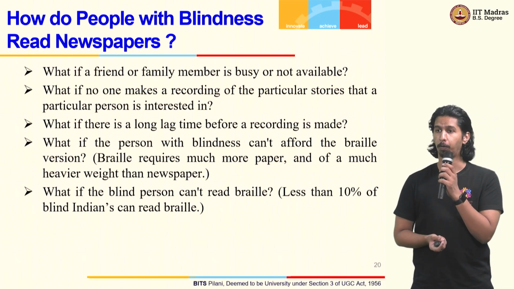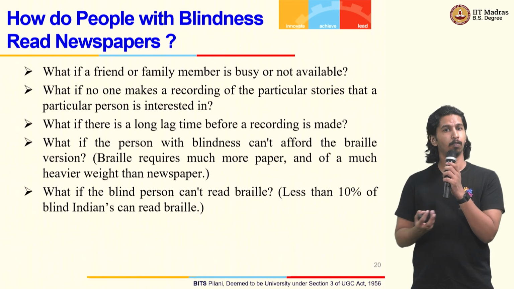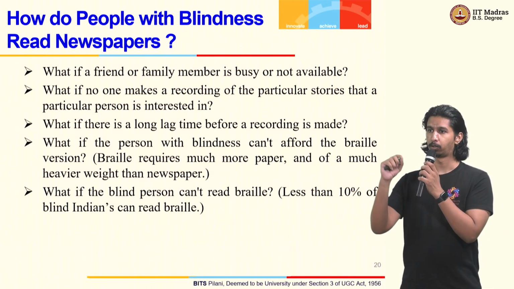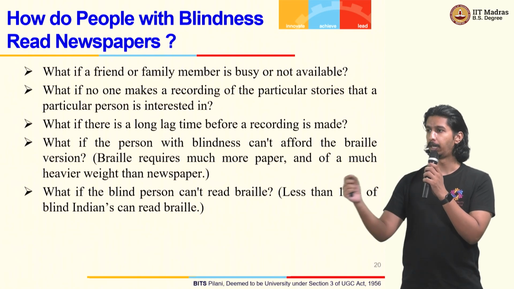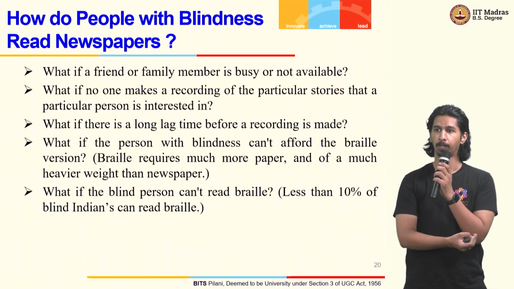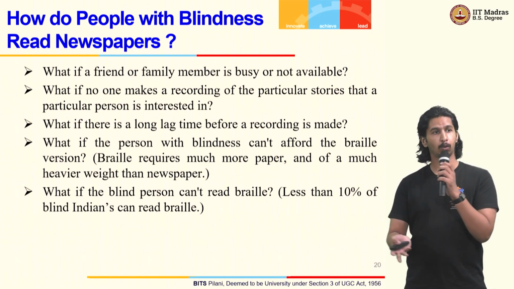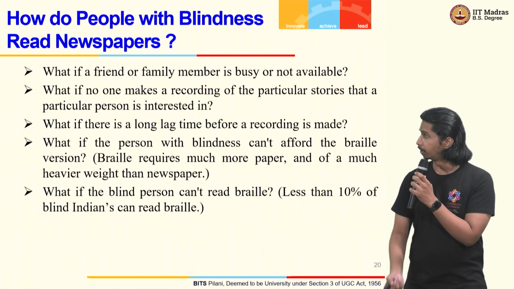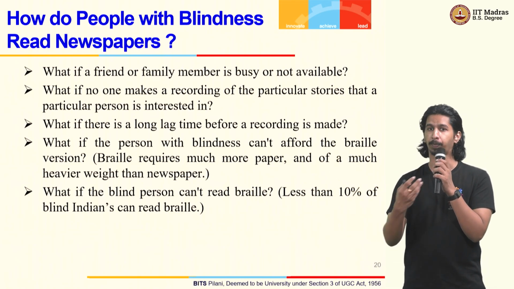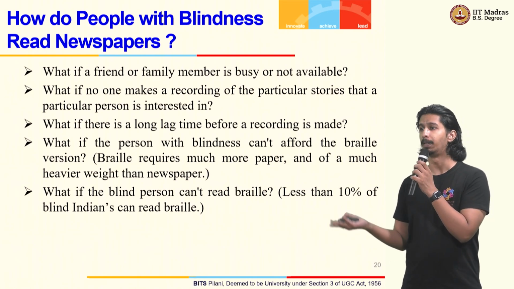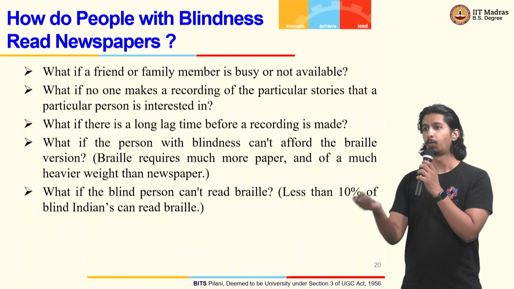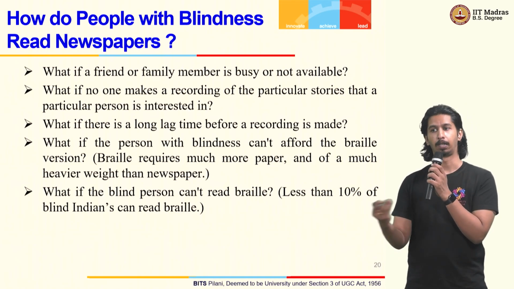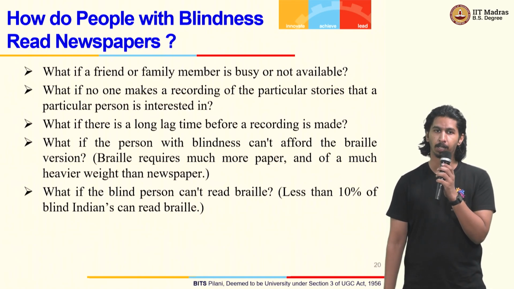You told about braille. Braille is actually way costlier than normal paper, right? Because it's made of thick paper and there are also holes in it, embossed to make braille. So it's way costlier than normal paper. And what if the person doesn't know how to read braille, right? There's also this fact that less than 10% of people with blindness in India can read braille. So there's no point in having braille again and again, because if people don't even know it, then that is also not a viable option, right?